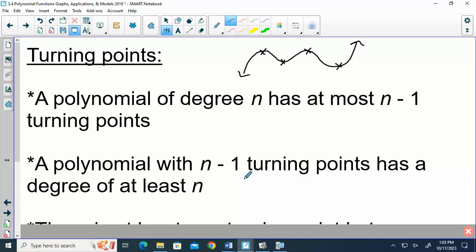So if my polynomial was degree 7, that means I could have 6 or fewer turning points. If it's degree 12, I could have 11 or less turning points on my graph. So if I'm looking at this one, we had 4 turning points. So what would my degree have to be? At least 5. The degree is at least 1 bigger than the number of turning points.